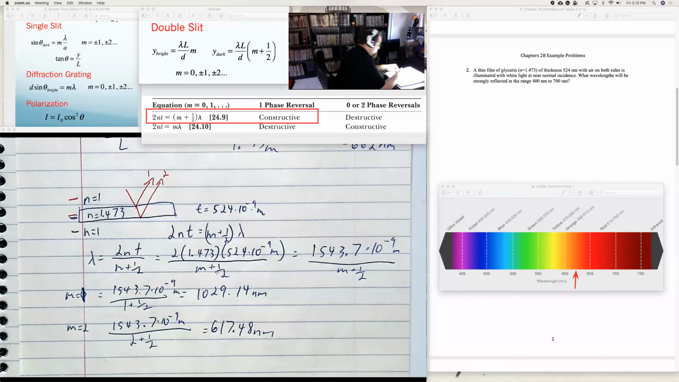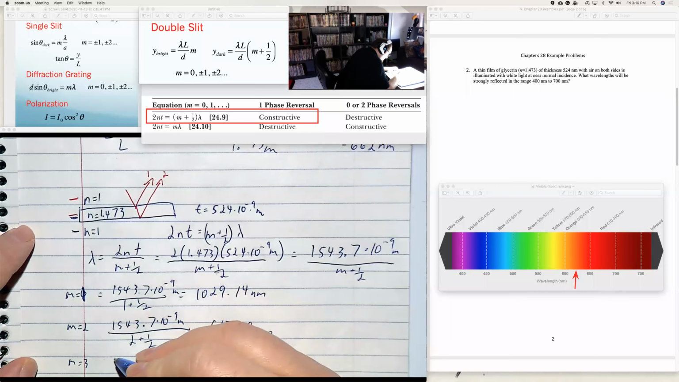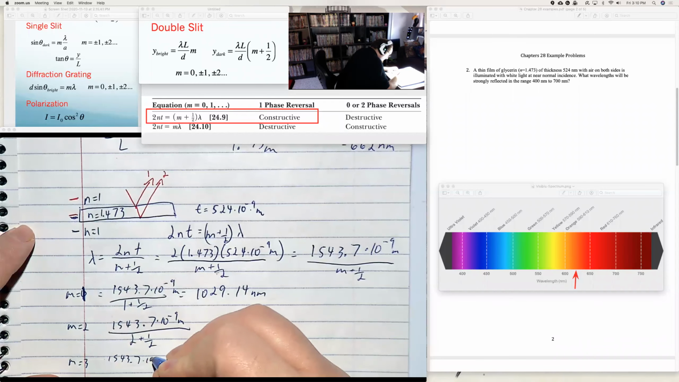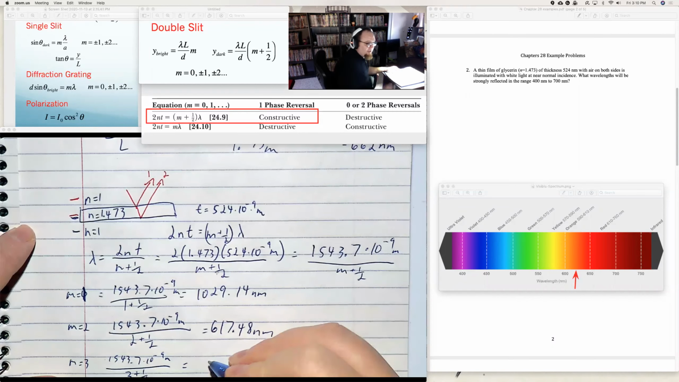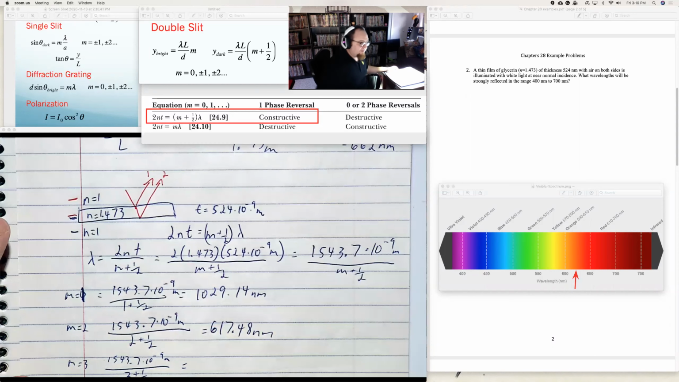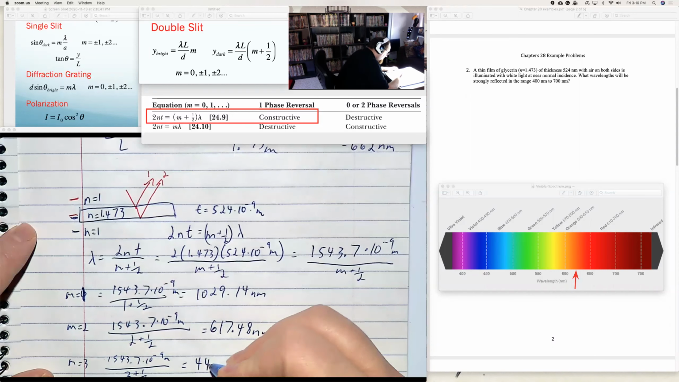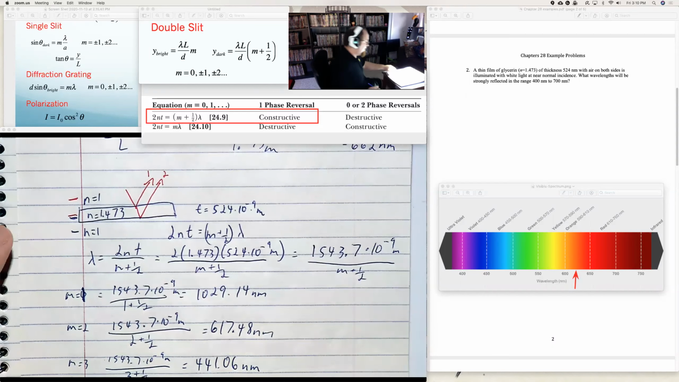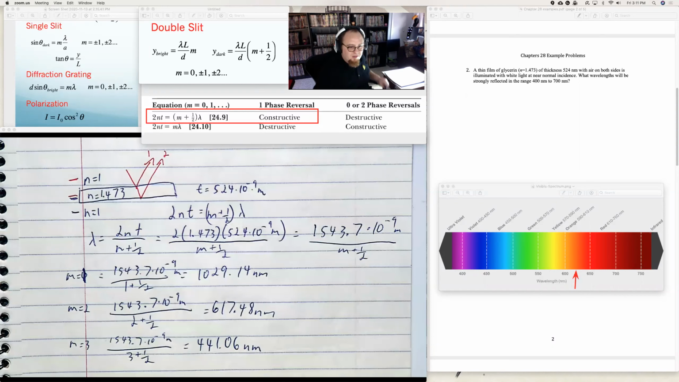And then I say, okay, if m equals 3, 1543.7 times 10 to the negative 9 meters over 3 plus 1/2. That'll give me 441. And I just dropped in the 10 to the 9th and am just writing the numbers in nanometers. 441 is a dark blue. And I could do it then for m equals 4. And I'm just going to tell you, when m equals 4, you get 343. It's out of the range.